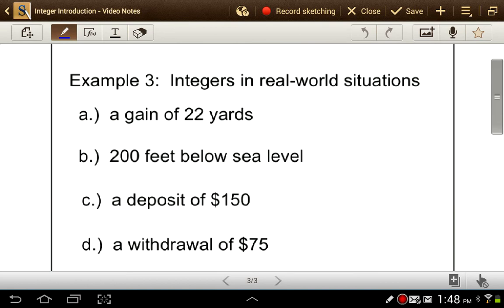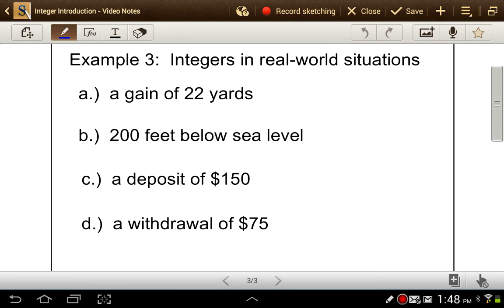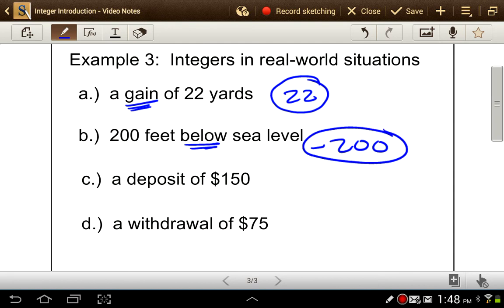In our last example, integers in a real-world situation, integers are just numbers. You don't write any variables or anything. Okay? So gain of 22 yards. A gain is meaning that's positive. So the answer here would just be 22. Okay? B, 200 feet below sea level. Okay, below, meaning it's going down. So this is going to be negative 200. Okay, so if it goes down, that's negative. If it goes up, that's positive.